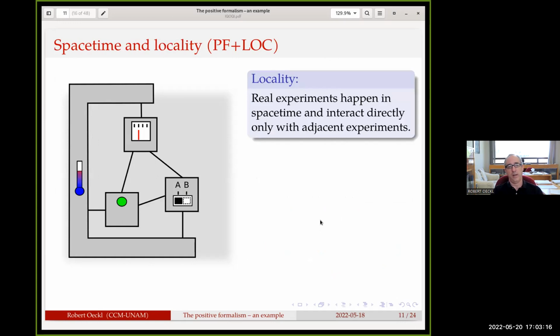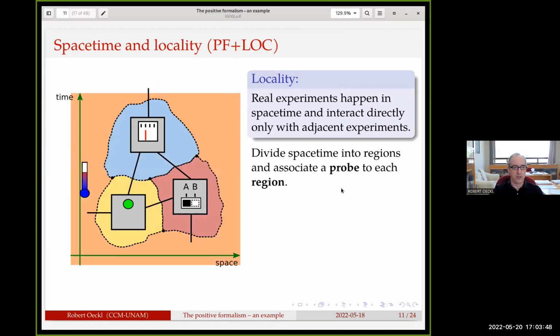Okay, so much for the basics of the positive formalism. One more thing I want to tell you is related to applications in space-time, which the example that I'll talk about later will be related to. Real experiments happen in space-time, and so there's an interaction only in space-time if we divide space-time in regions.